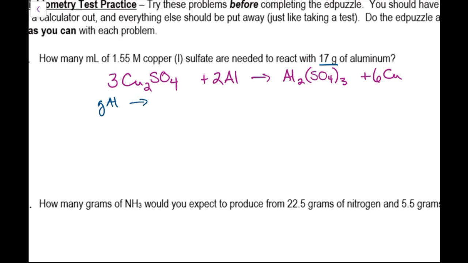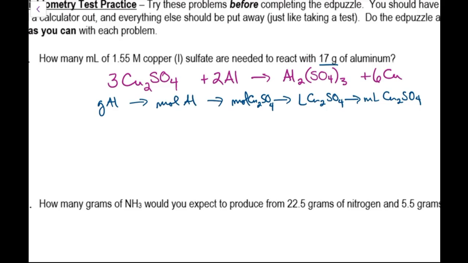And then what would the sequence be to take me to what I'm being asked for, which is milliliters of Cu2SO4? Okay, so hopefully you said that to get milliliters we would need liters, and to get liters we would need moles of Cu2SO4, and to get moles of that we would need moles of Al.